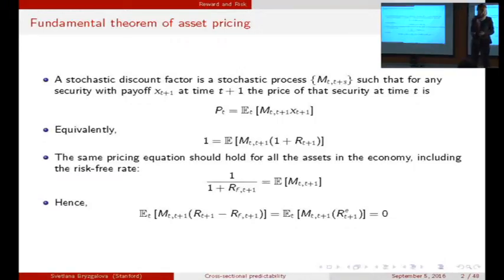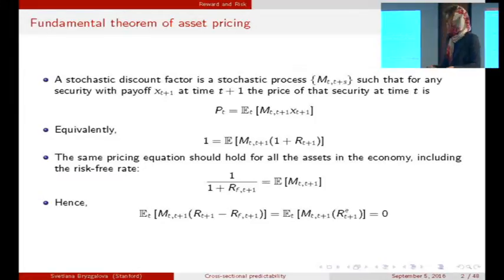That means it should also hold for the risk-free rate. So what is the feature of the risk-free rate? What is the feature of the bond? The way to think about the bond is to imagine that there is a security that is going to pay me $1 in every single state of the world 1 year from now, okay? So for such a bond, the payoff X T plus one is always equal to just one. The price of this security today is going to be one divided by one plus R. That is the definition of the risk-free rate, okay? So this equation should also hold.